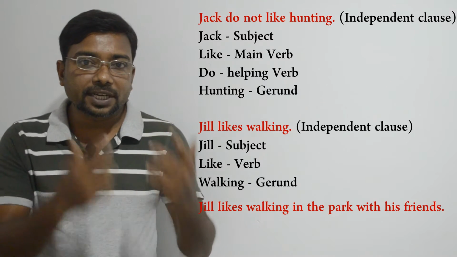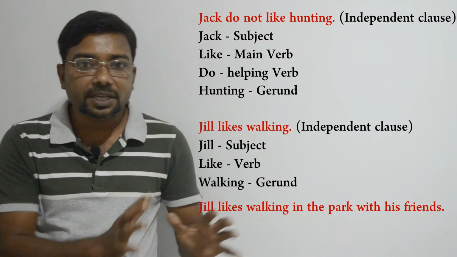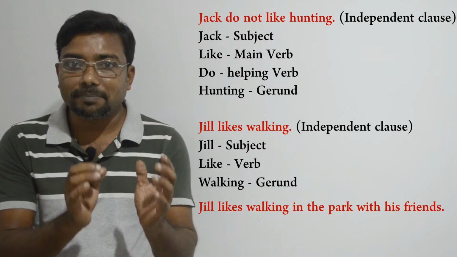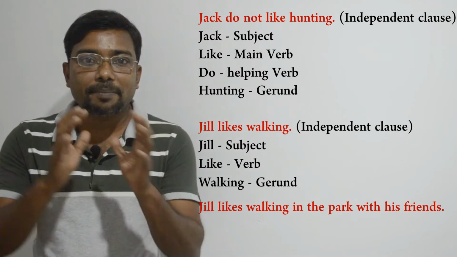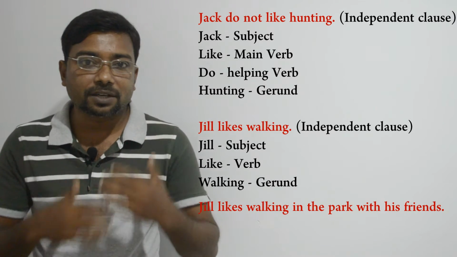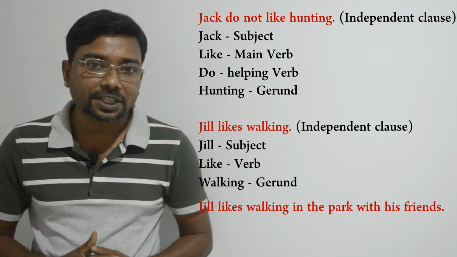Okay, go through the third example. Jill likes walking in the park with his friends. So I have added some extra information to the sentence. Remember, a simple sentence can be short and also can be long with many parts of speech, but it should be one independent clause to be a simple sentence. Sometimes a simple sentence could have a compound subject and compound predicate. Simply say, two or more subjects and two or more verbs.